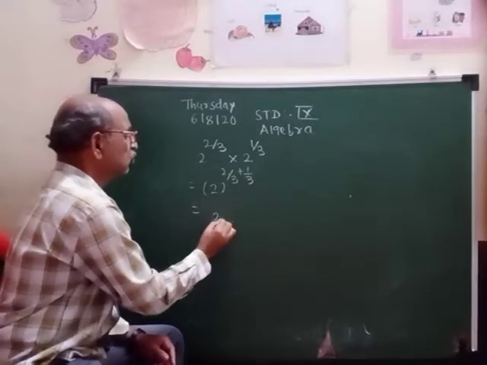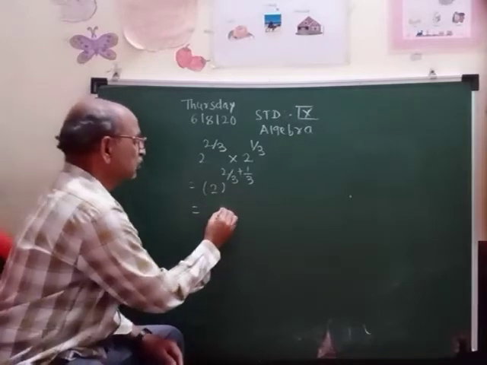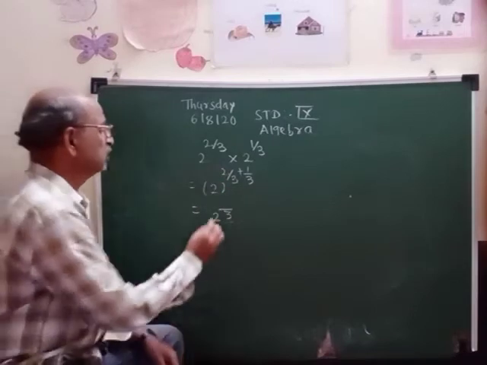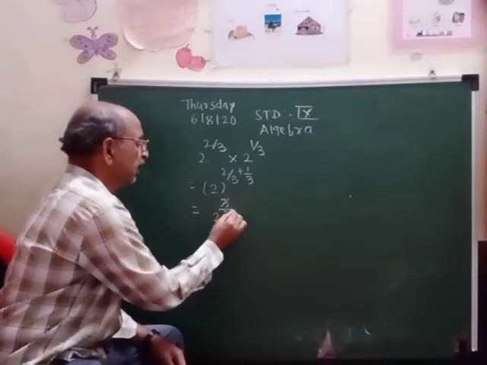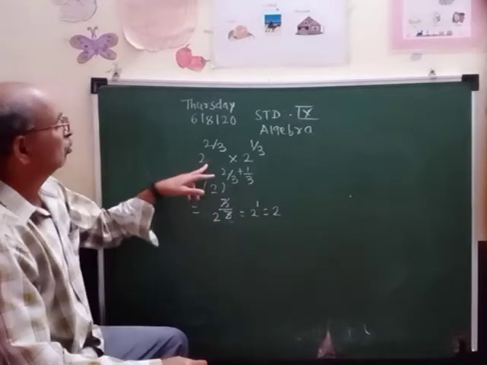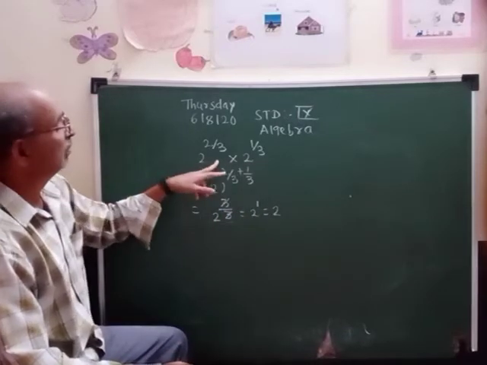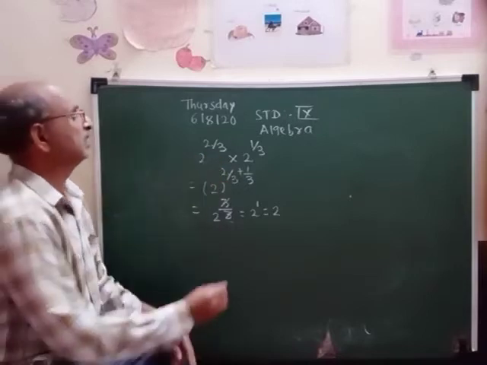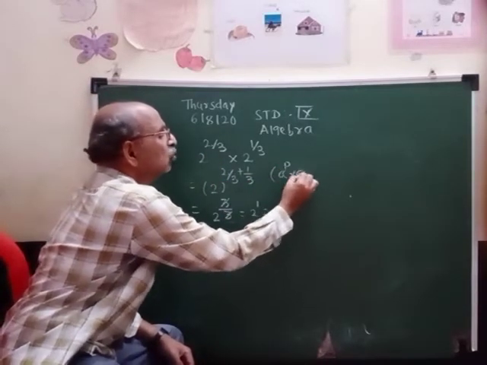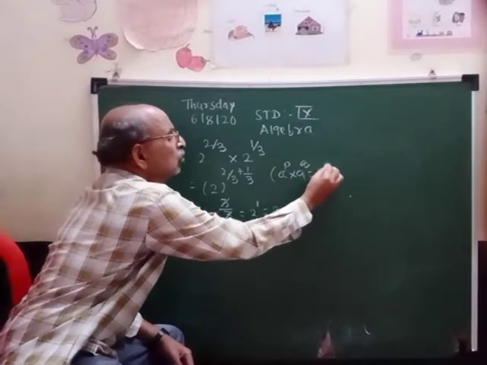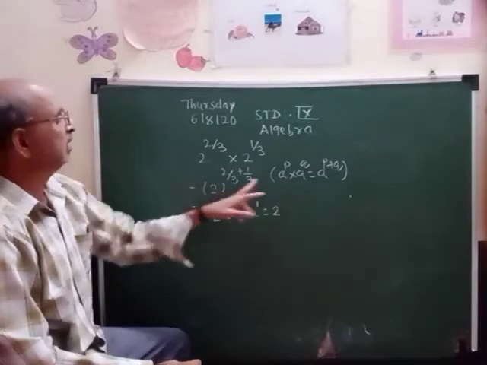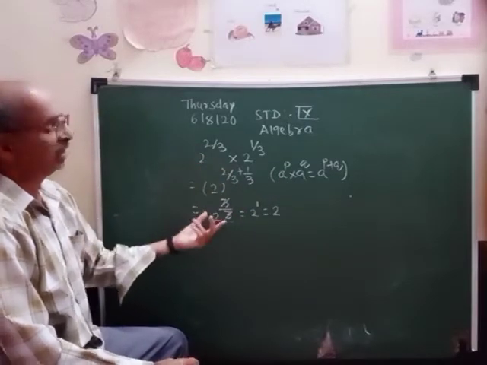So 2 raised to, now here the denominator is same, so we don't want to make the denominators equal. 2 plus 1, that is 3 upon 3, and 3 cancels, so 2 raised to 1, that is 2. So in multiplication, if the base is same, then indices are added. So we have used the rule a raised to p into a raised to q is equal to a raised to p plus q.